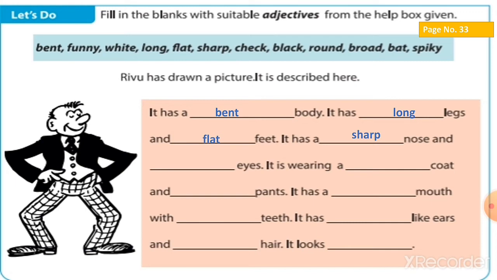How can we describe the eyes of the joker? Round. It is wearing a dash coat. What is the color of the coat? Black. Very good. So write black. And dash pants. Check. It has a dash mouth. It has a broad mouth with dash teeth. What is the color of the teeth? White. It has dash ears. It has bat-like ears and dash hair, spiky hair. It looks funny. Yes, these are all the words that we have used to describe the joker.